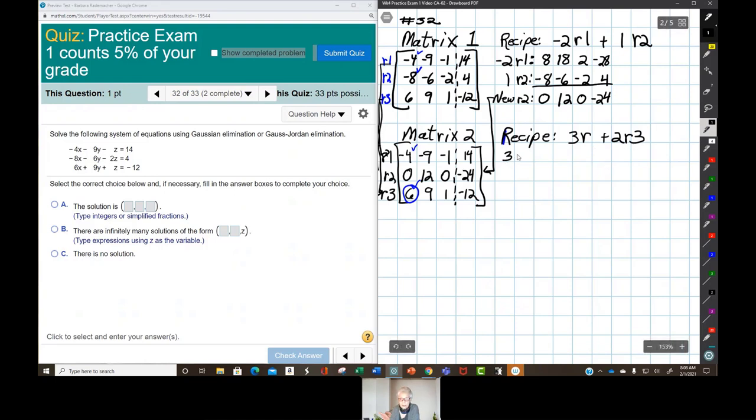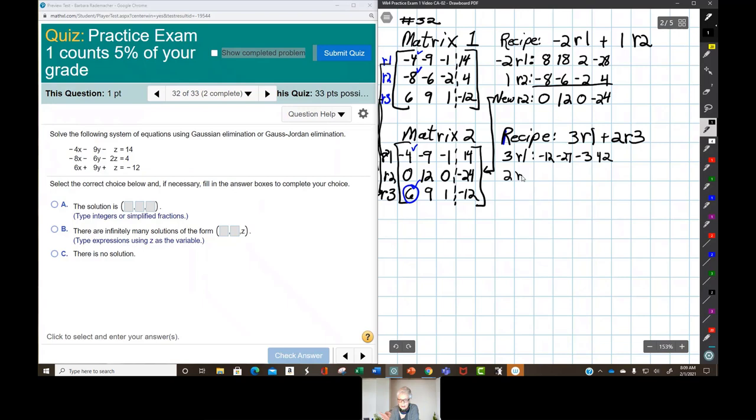Now 3 times row 1. Looks like a 7. 3 times row 1 is negative 12, negative 27, negative 3, 3 times 4 is 12, 3 times 1 is 3 plus 1 is 4. So positive 3 times positive 14 is positive 42.